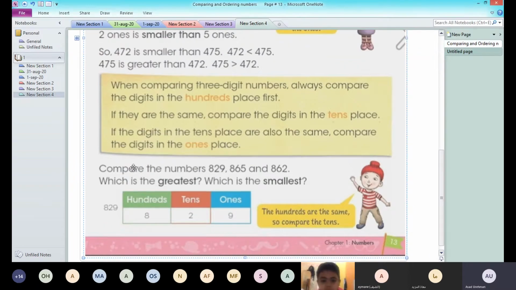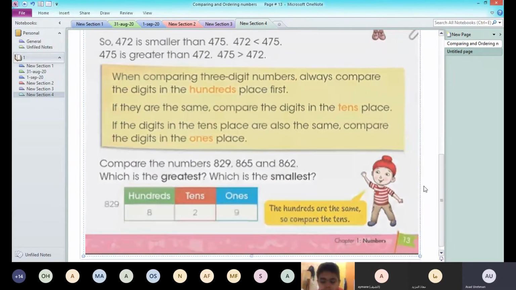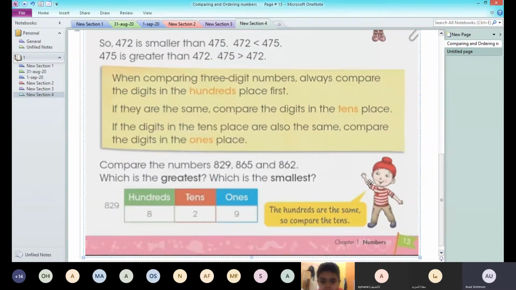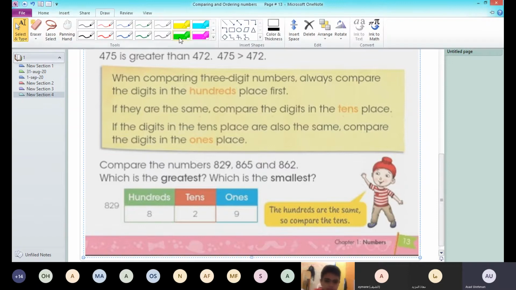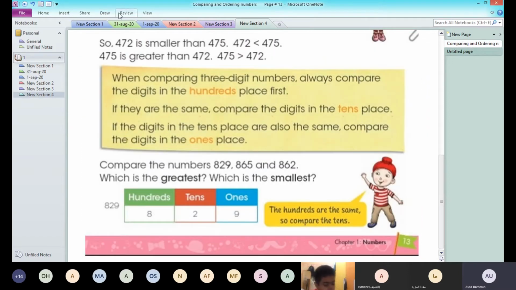Compare the numbers. Okay, I'm doing this. Compare the numbers 829, 865 and 862. Which is the greatest and which is the smallest? What you have to do is compare between these numbers.